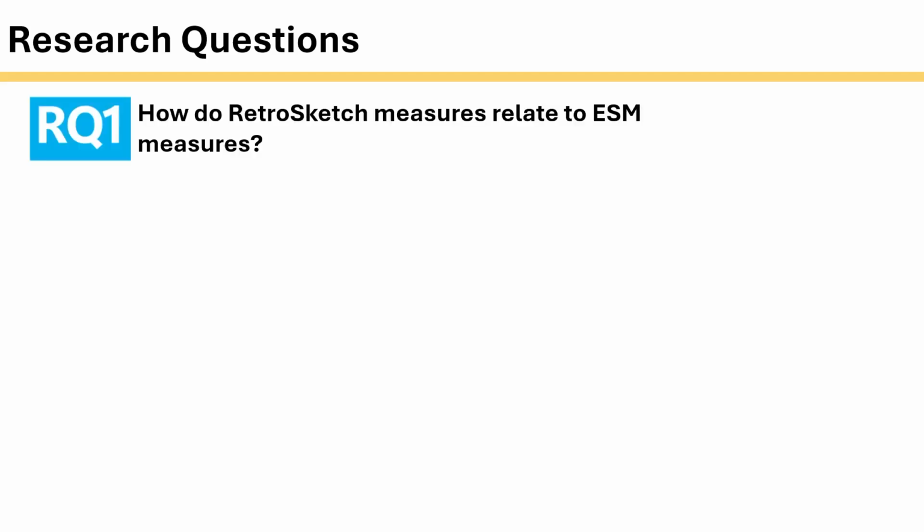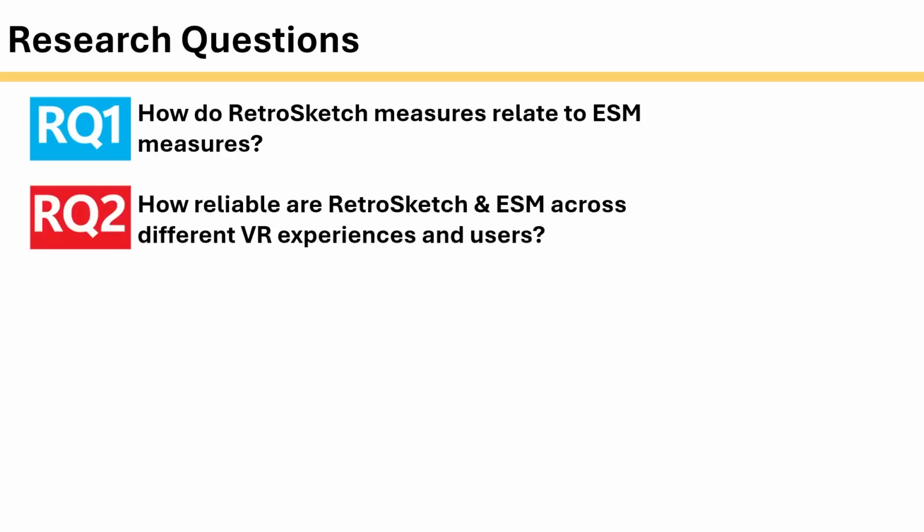So we wanted to understand how RetroSketch compared to current ESM approaches, and specifically we wanted to address 5 research questions. RQ1, how do RetroSketch measures relate to ESM measures? So if emotional recall with RetroSketch is a valid approach, we should expect to see strong correspondence with ESM. RQ2, how reliable are RetroSketch and ESM across different VR experiences and users? So do different user demographics such as age or personality type influence either RetroSketch or ESM differently?